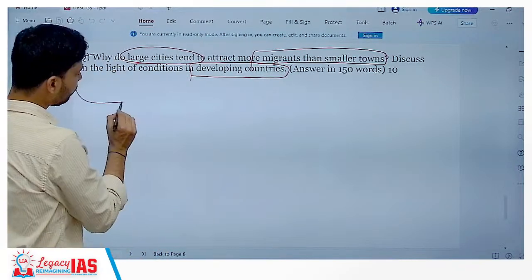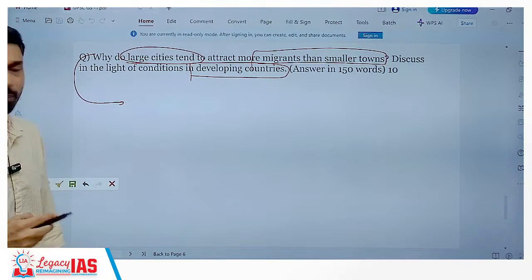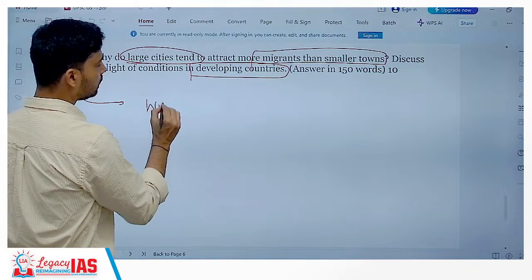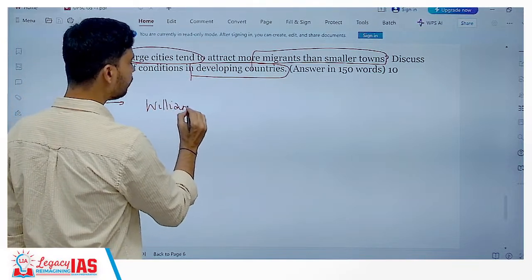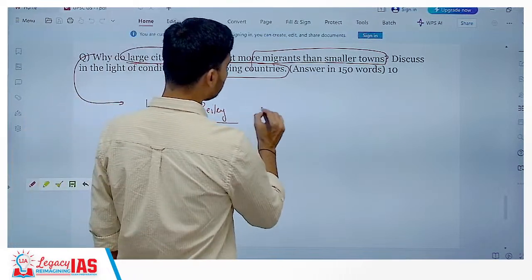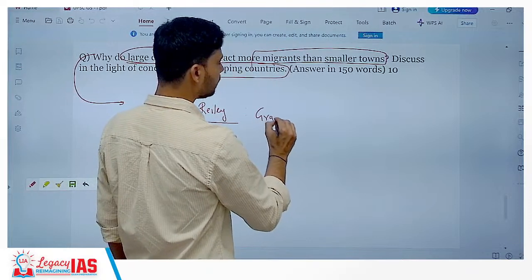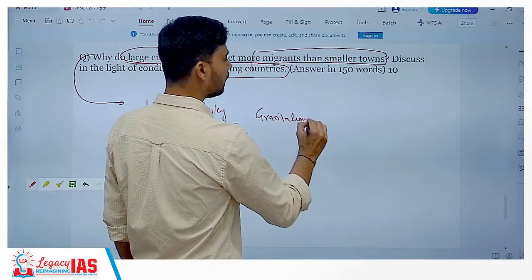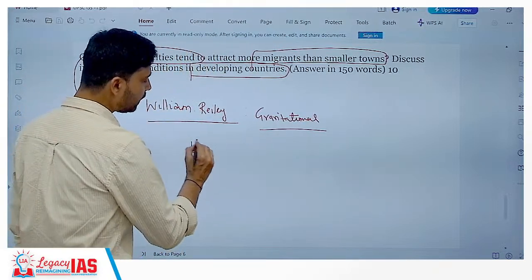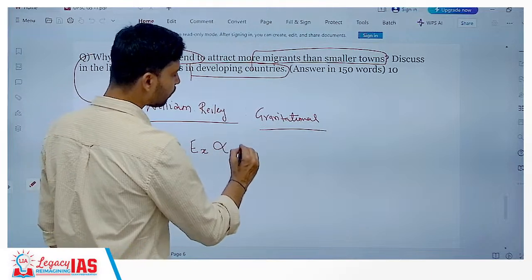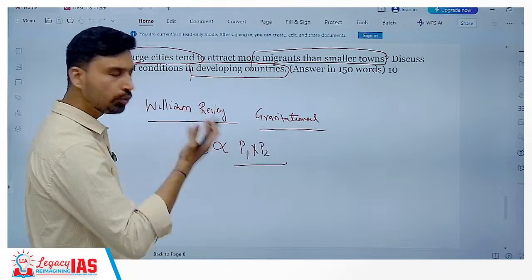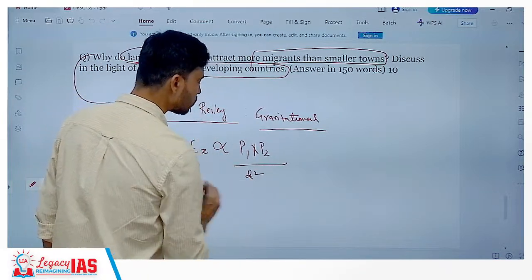Now since it is a geography and migration related topic, you could have started your answer by quoting the migration theory given by William Riley, called the gravitational theory of migration. As per William Riley's gravitational theory, the extent of migration is directly proportional to the product of population between two countries, two cities, or two regions, and inversely proportional to the square of the distance between them.